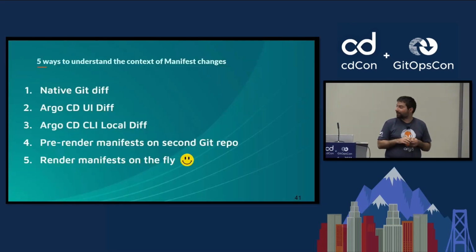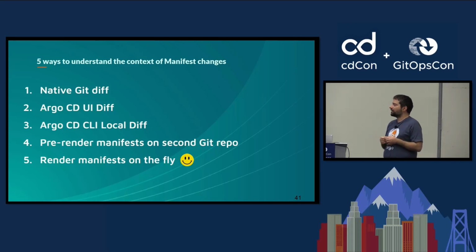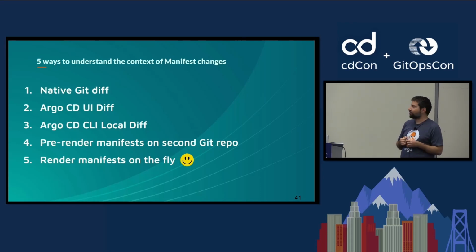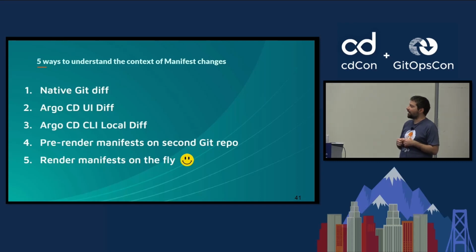So we have seen 5 solutions for previewing the changes that will appear in your application. First, we have the naive Git diff that doesn't have any context, so don't use it. We have the UI diff that Argo CD is offering. This is a great built-in choice, but it's far too late in the process, so I wouldn't recommend it. We have the CLI local diff, which is great for experimentation, but if you want to put it in a production instance, you need to give access to your Argo CD instance from your CI system, which is something that maybe you don't want to do.